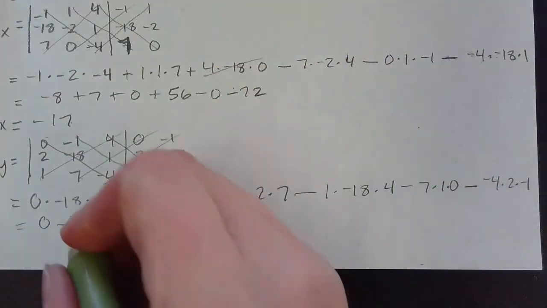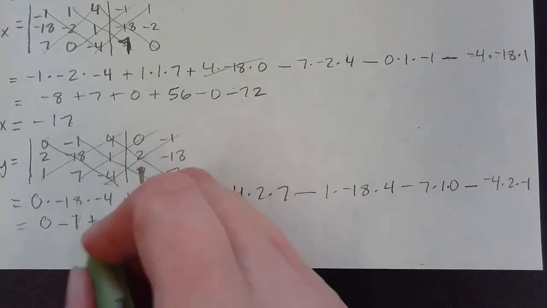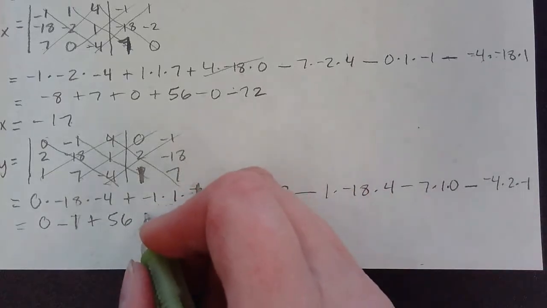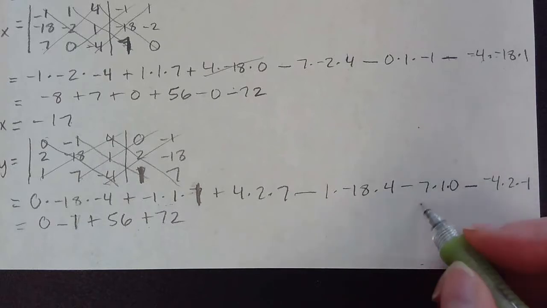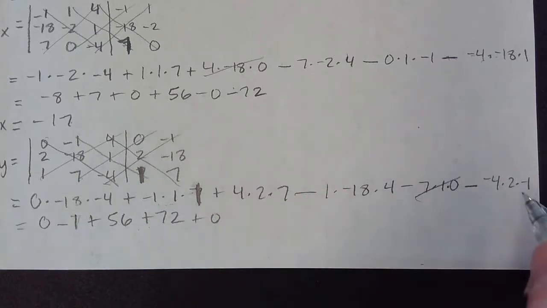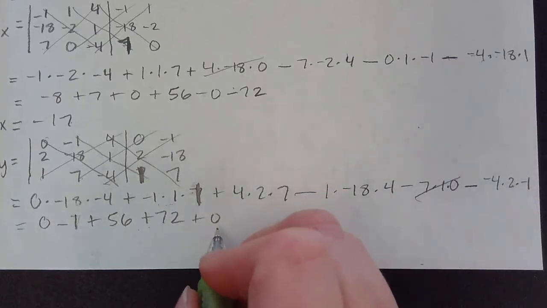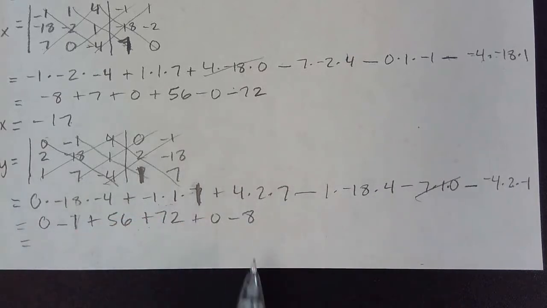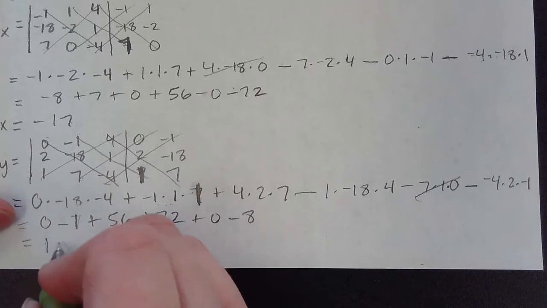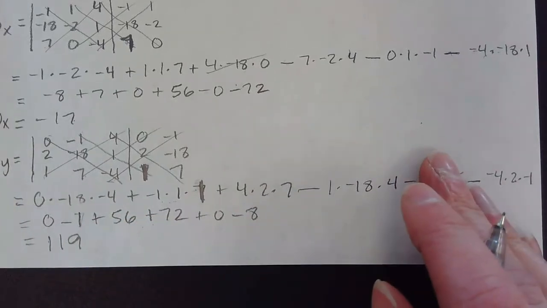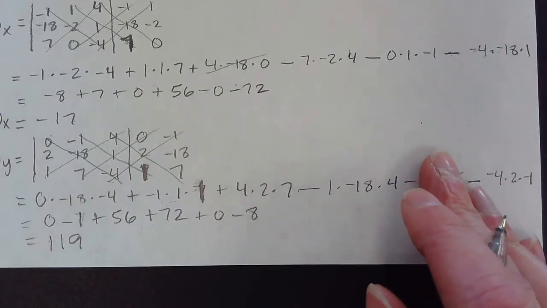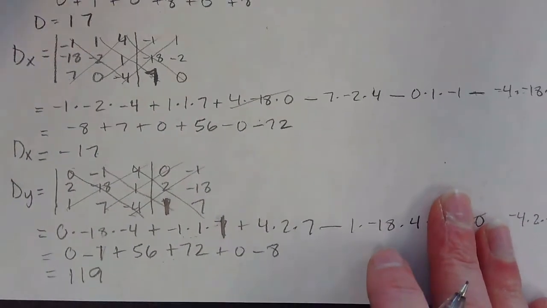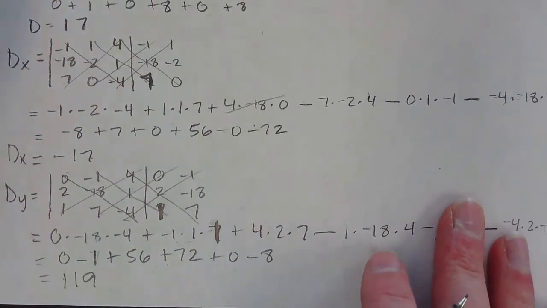It's a good thing I did this problem earlier. -1 plus 56 plus 72. And then this is going to be a 0. And at the end we have, let's see, a -8. So we'll just go through and work that out. That should be 119, which is actually a multiple of 17 again. Thank goodness, right? So now I'm going to have to do my x determinant.